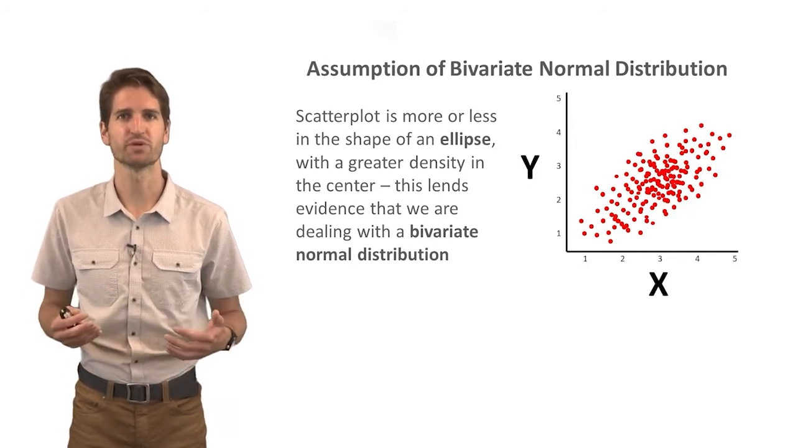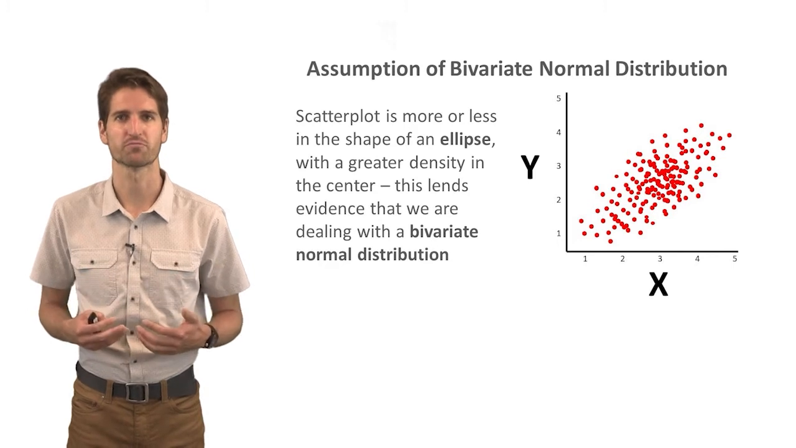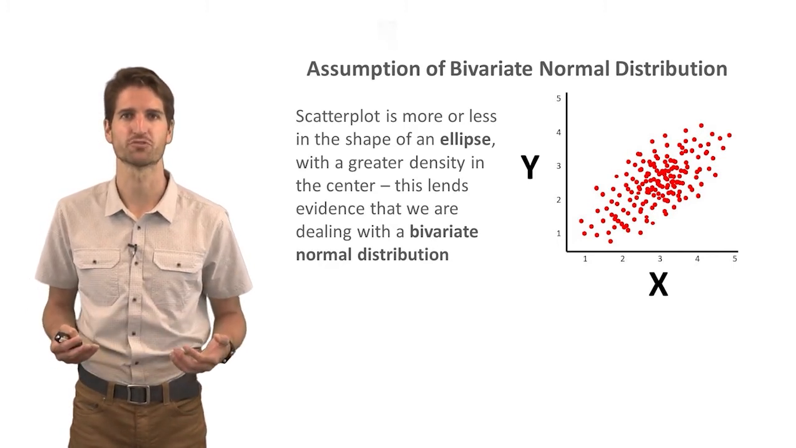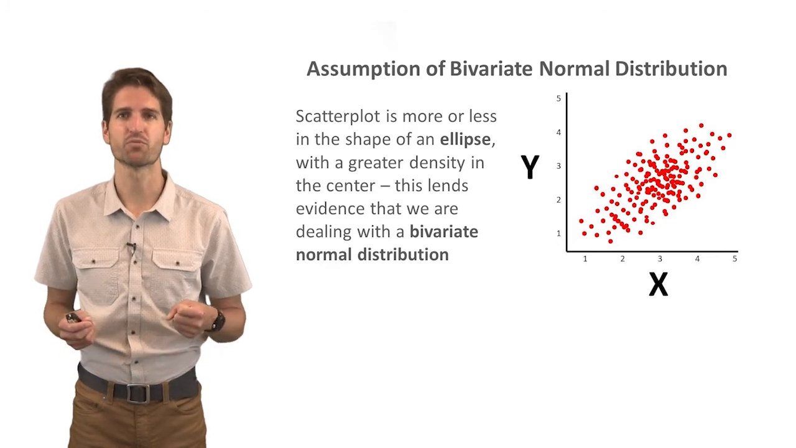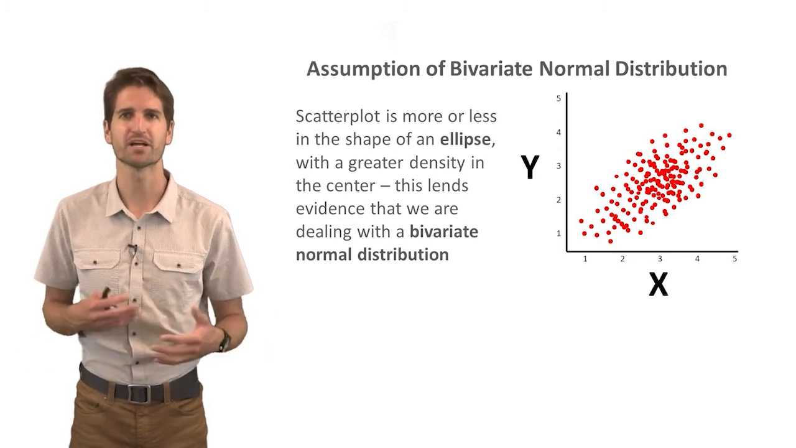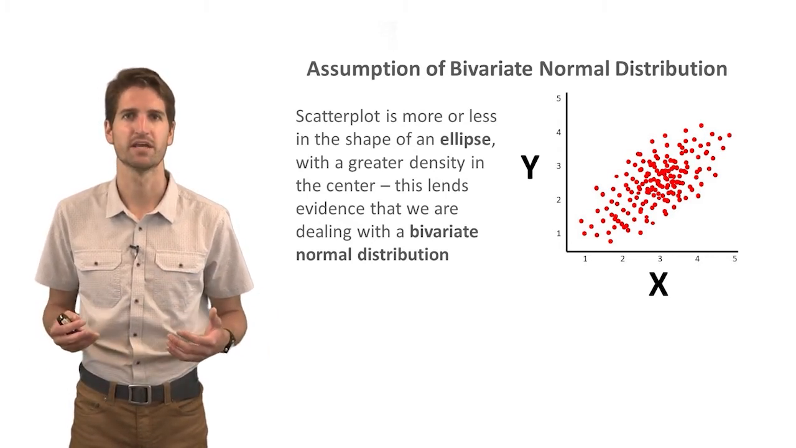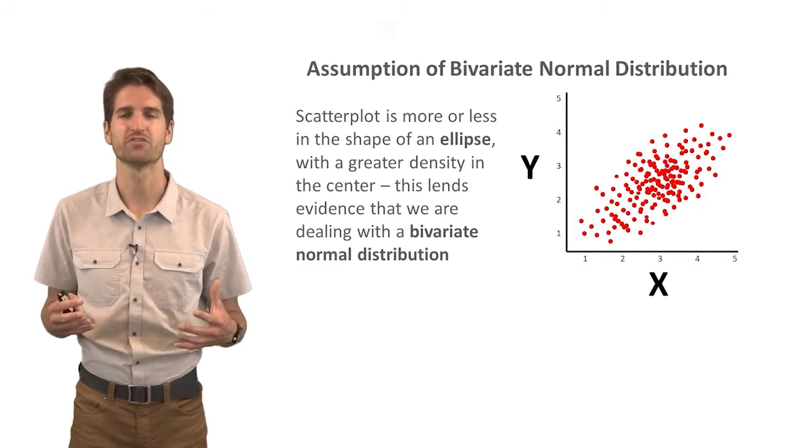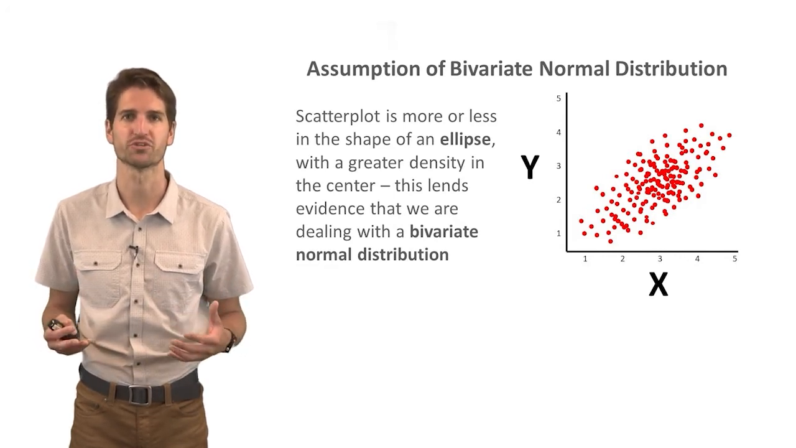The next assumption we need to meet in order to run a Pearson product moment correlation is the assumption of bivariate normal distribution. And this means that we're talking about the distribution that's shared between both variables, variable x and variable y. And so the scatter plot can be a good way to visualize this. A scatter plot is going to be more or less in the shape of an ellipse when you've met the assumption of a bivariate normal distribution.